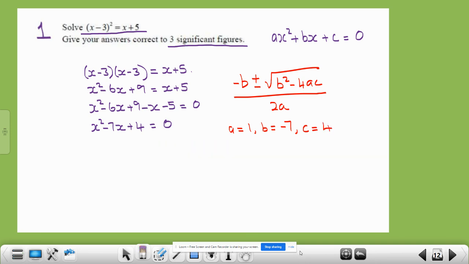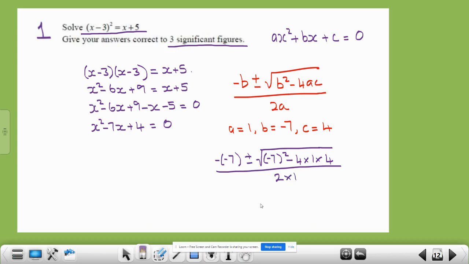Let's go ahead and write that up. So minus 7, and I'm going to just write that inside brackets so we know we've got that sign there. Plus or minus, and again we've got b squared, so I'm going to put minus 7 squared, and then we're going to subtract 4 times a, which is just 1, and c, which is also 4, and put all of that over 2a, which is just 2 times 1.